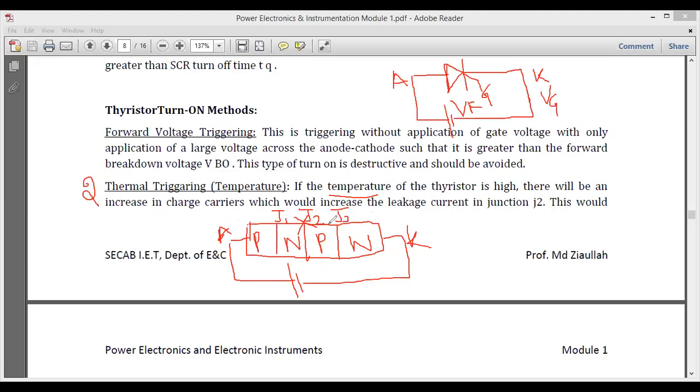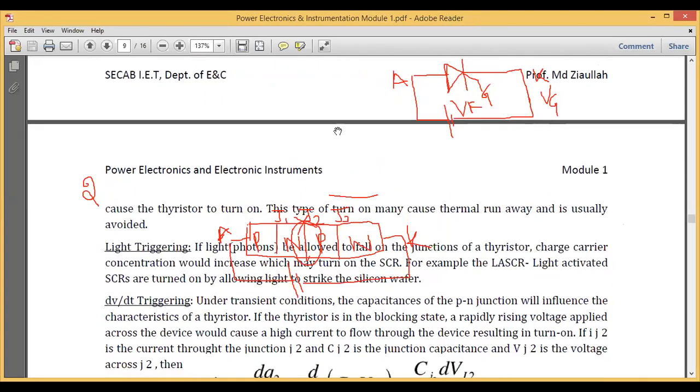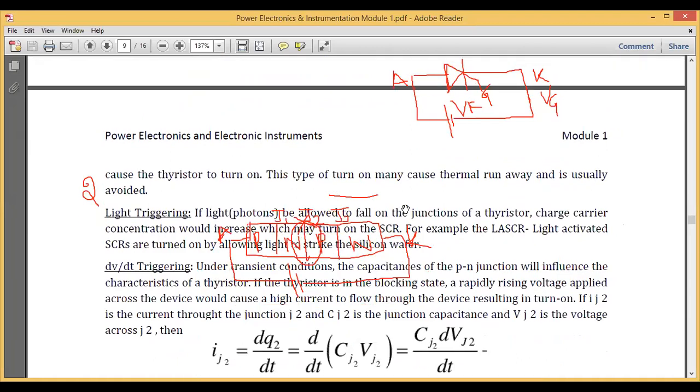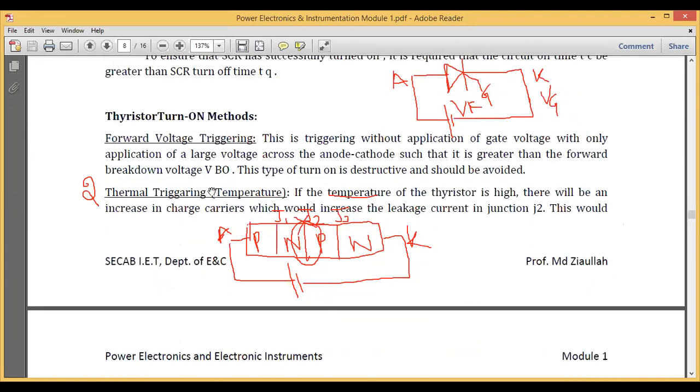So an increase in temperature will cause an increase in the leakage current in the junction, which will cause this junction to break. This current may turn on the SCR through thermal runaway, and even this should be avoided in the SCR. So forward voltage triggering is not permissible or not advisable, and even thermal triggering is also not advisable.